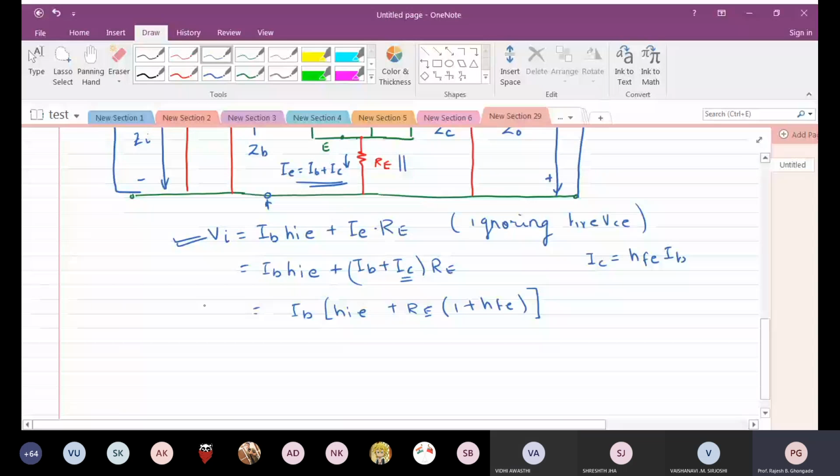Now the left hand side I have voltage, right hand side I have a current component. So I can simply take the ratio. So input impedance ZI, which is nothing but VI divided by IB, happens to be HIE plus 1 plus HFE into RE. This is the very first equation that I get for input impedance.